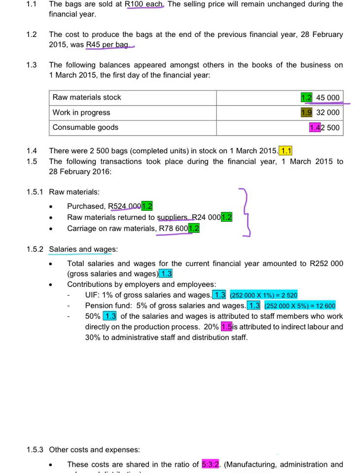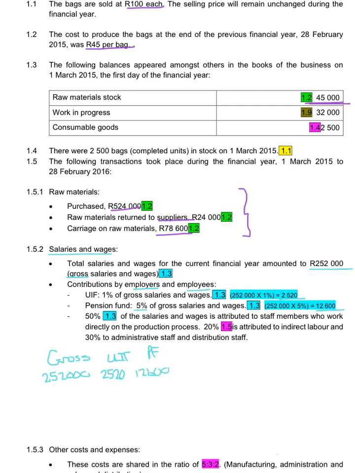The total salaries and wages for the year was 252,000, and that is the gross salaries. So if I look at my salaries journal, I will have a column for gross salaries, 252,000. Then we have deductions for contributions by the employers and the employees. UIF must be 1% of the total gross salary, so that will give me 2,520 Rand.